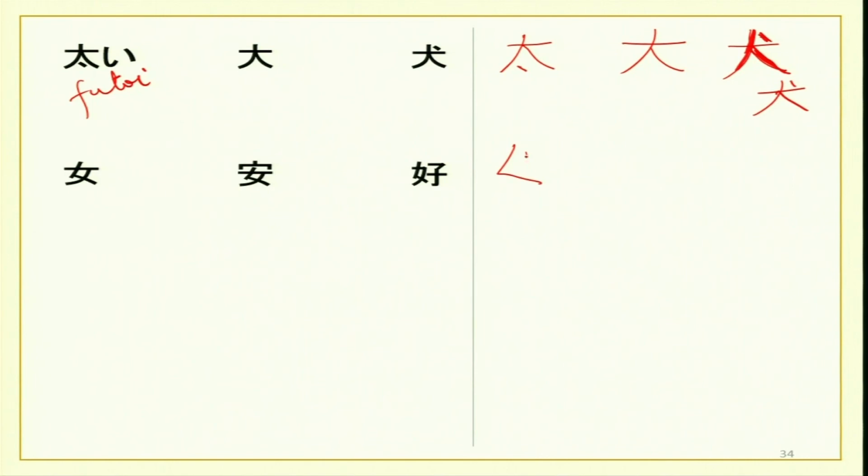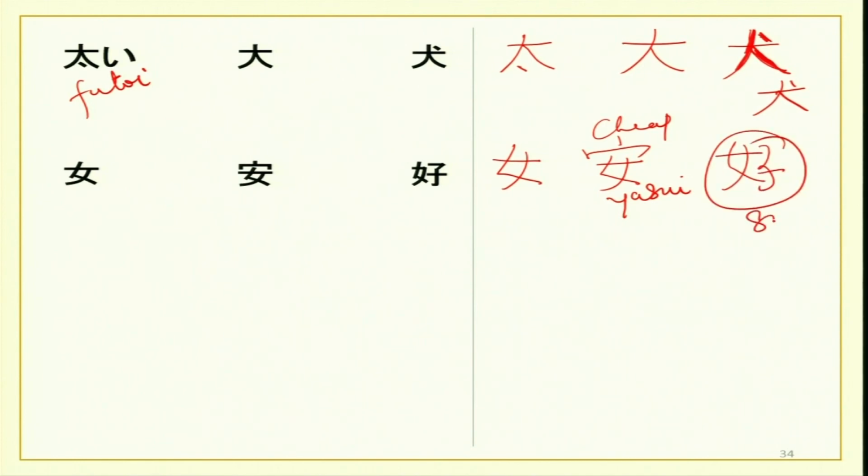Then we have onna no hito, which you know, three stroke character. This is yasui, meaning cheap. Yasui. Now this character, I just told you, with kodomo is suki, which means like. Mother likes the child most. All similar looking kanjis. This is of course me, inverted I. As you know, so 90 degrees and it turns into me, then you have nichi.